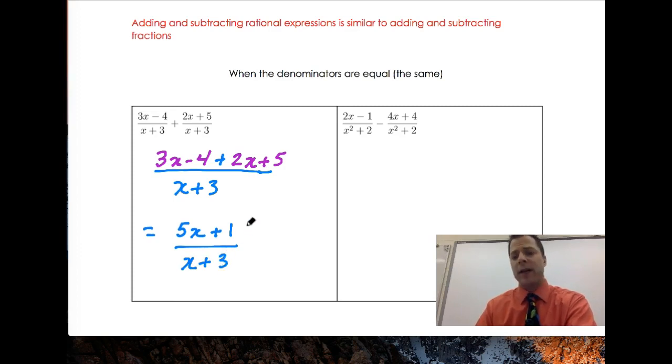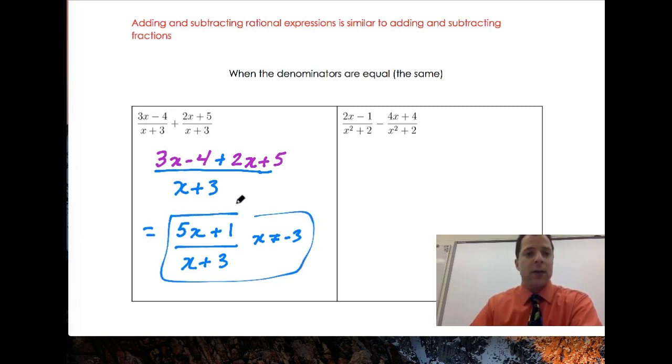Okay, so we had to simplify by adding those. So it's very similar to adding fractions. Now, the only thing x can't be here is x cannot be negative 3. Okay? So that's that completed problem. Make sure that you put any domain restrictions back from the original.